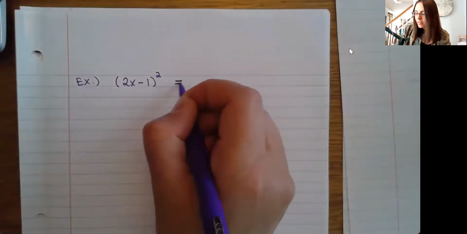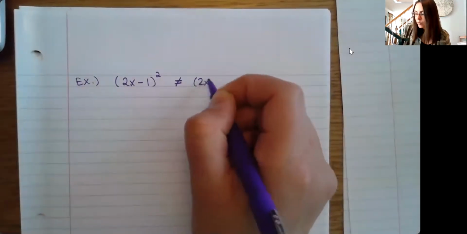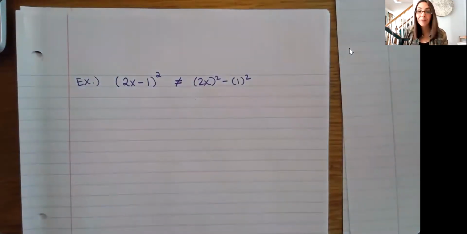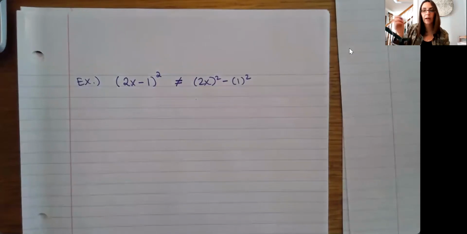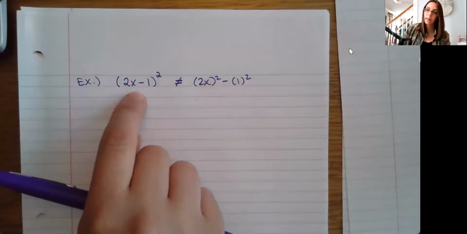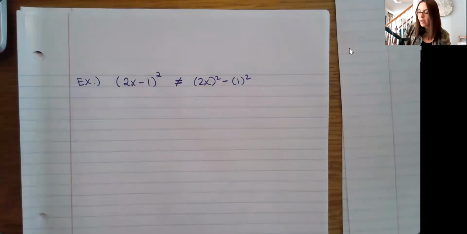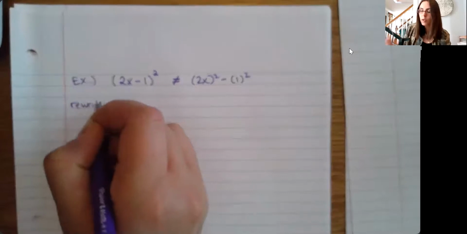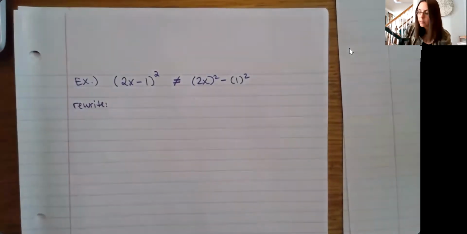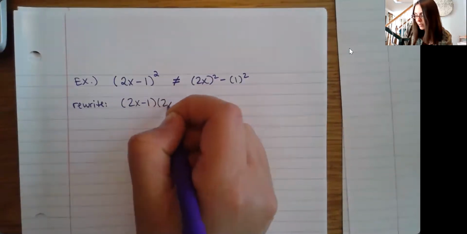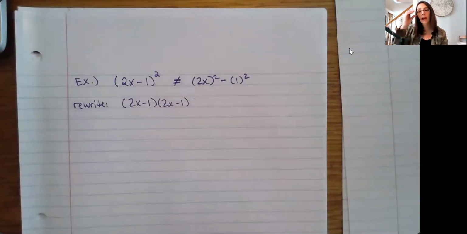This is not the same as 2x squared minus 1 squared. That's not the answer, unfortunately. So I can't just distribute that square in when I have pluses or minuses. It doesn't work that way. It only works if I'm doing multiplication or division. So what I have to do is I have to rewrite this. And remember, if you square something, you multiply it twice. So this becomes 2x minus 1 and 2x minus 1. So you can see here, I actually have a double distribution or a FOIL problem.